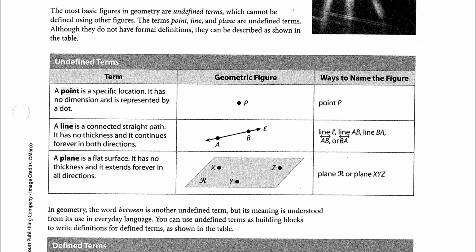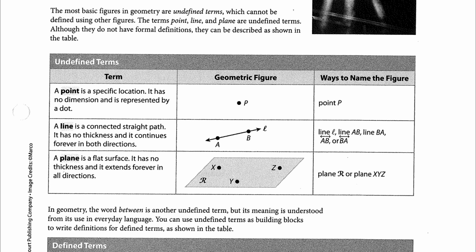There are several ways that we can name a line. For example, we can name it line L, or we can name it based on points that lie on the line, such as AB or BA, or we can use those notations with the line symbol above the letters. A plane is a flat surface. It has no thickness and it extends forever in all directions. We can name a plane using a letter R, for example, or we can name a plane using multiple points. So plane XYZ, because all three of those points lie within that plane.